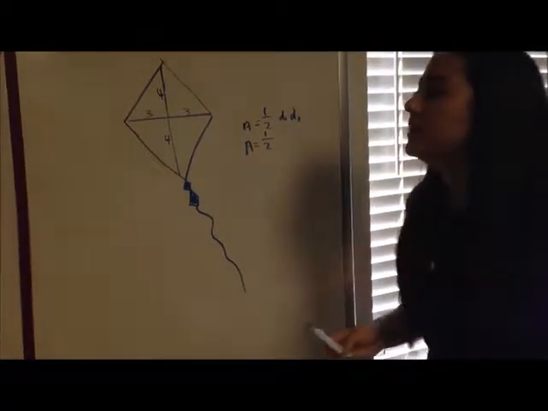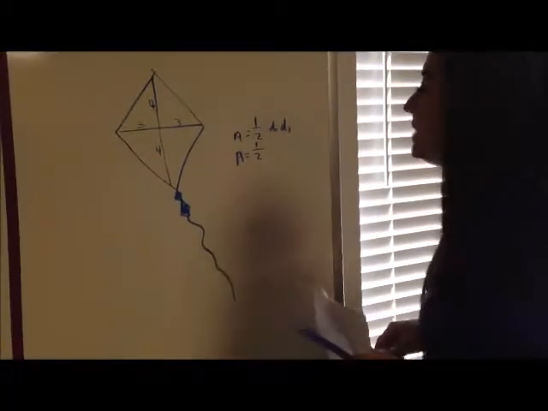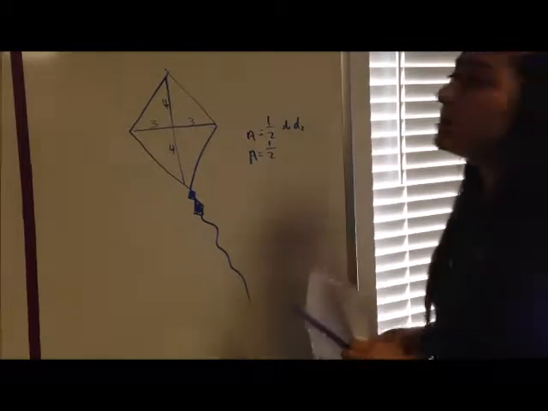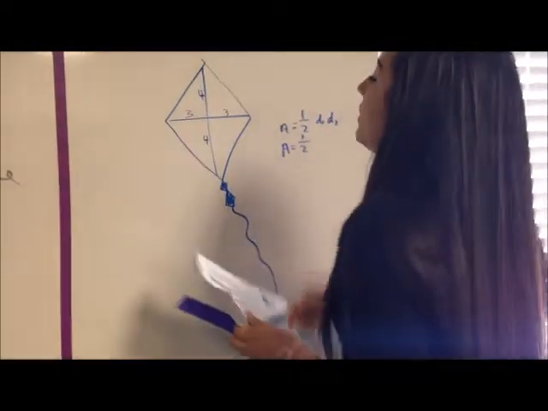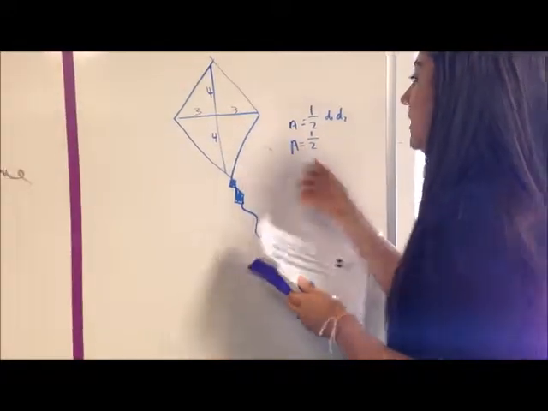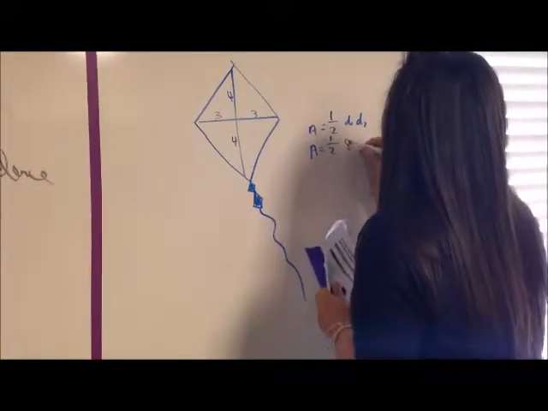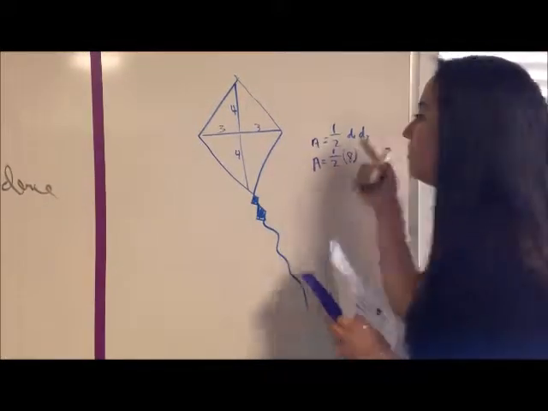Okay, so we have to find a kite, and basically it's just like a rhombus. So we're gonna use the same formula. So for D1, it's 4. So we're just gonna add them together, and it's gonna be 8. And then you're gonna multiply it by 2.